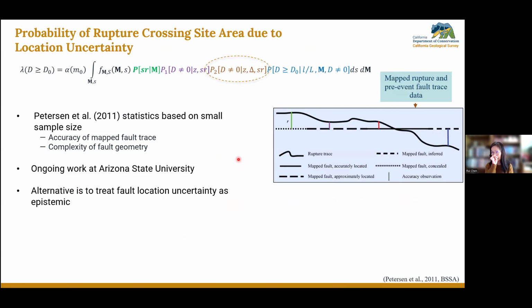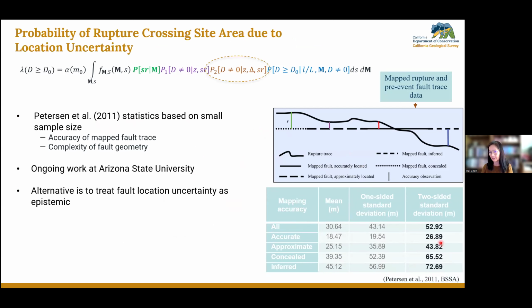Probability of rupture crossing the site area due to location uncertainty. From a small number of earthquakes, Peterson et al. 2011 derived these statistics that depend on the accuracy of mapped fault trace and the complexity of fault geometry. There's ongoing work at Arizona State University, which will help us better understand this term. Alternatively, the way to treat this, or fault location uncertainty, is to treat it as epistemic.